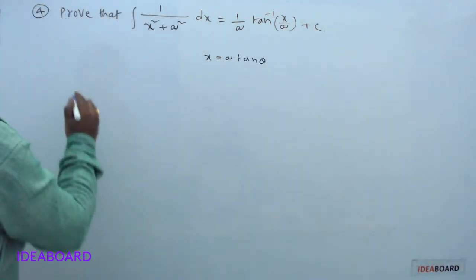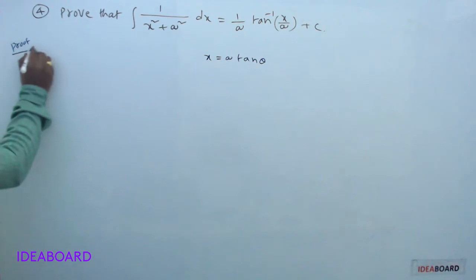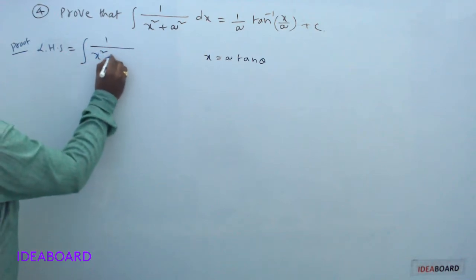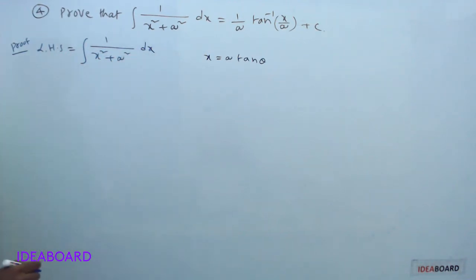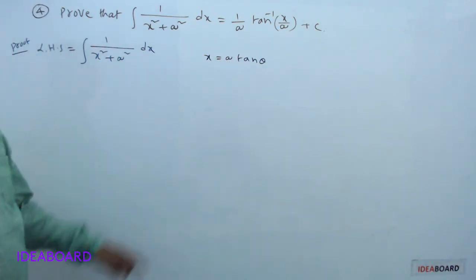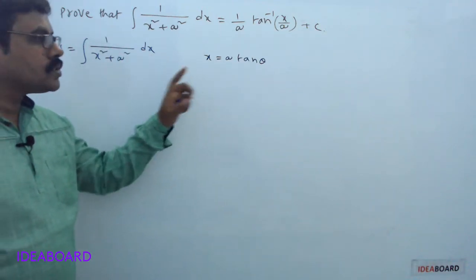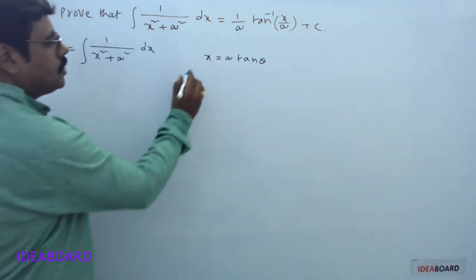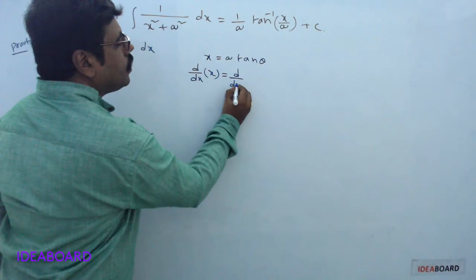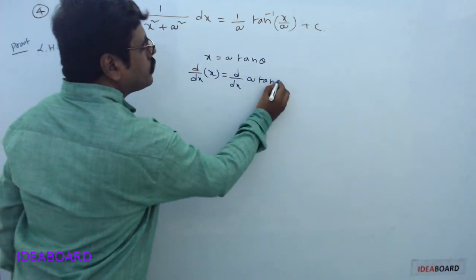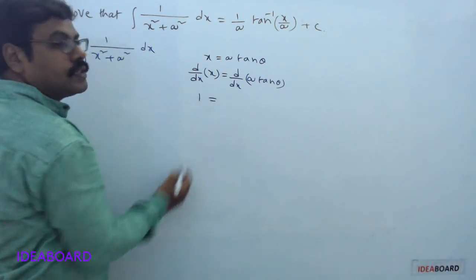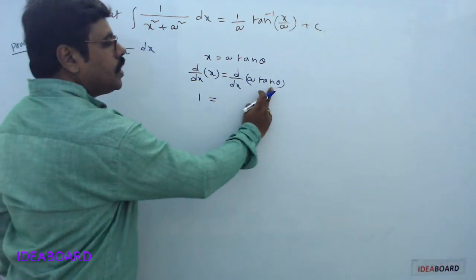First write down the LHS part. LHS equals to integral 1 divided by x square plus a square dx. Here what is my substitution? x equal to a into tan theta. Differentiate this equation on both sides with respect to x. That is derivative of x equal to derivative of a tan theta. Derivative of x with respect to x is 1. This is equal to derivative of a tan theta.